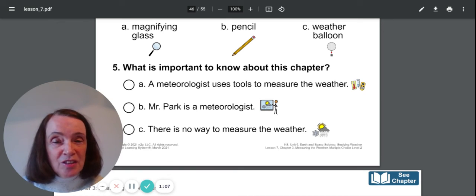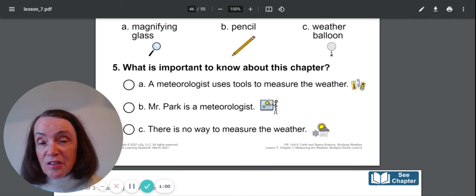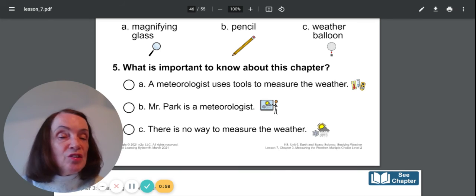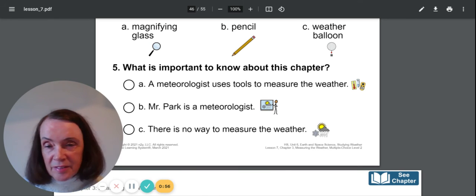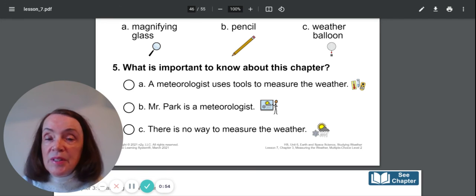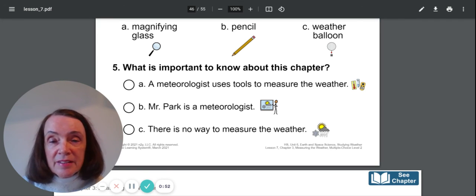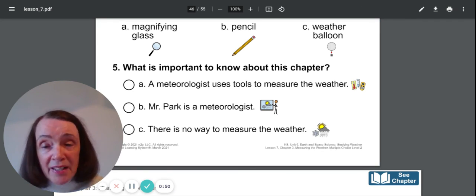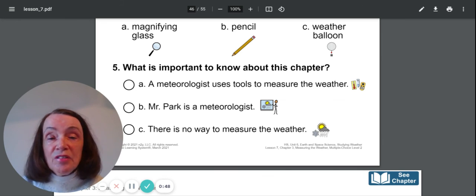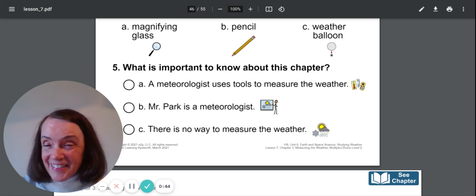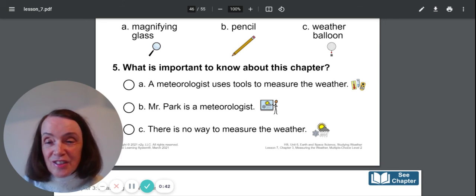That a meteorologist uses tools to measure the weather? Or that Mr. Park is a meteorologist? Or that there's no way to measure the weather? We did read about Mr. Park, but I think that the best answer is that a meteorologist uses tools to measure the weather, right? Okay, great job. Okay, good listening.